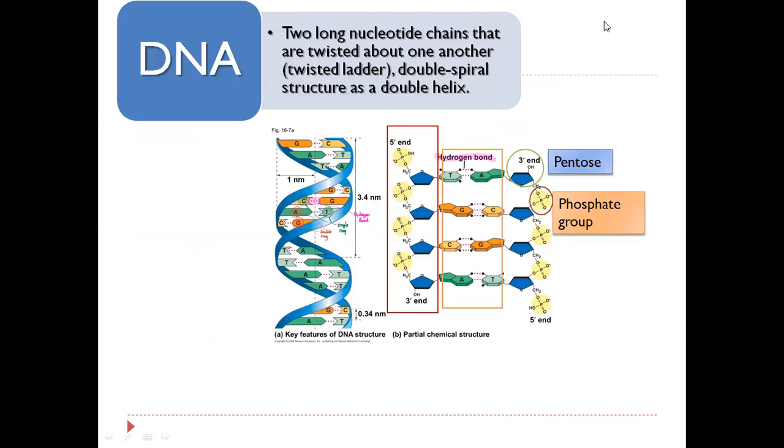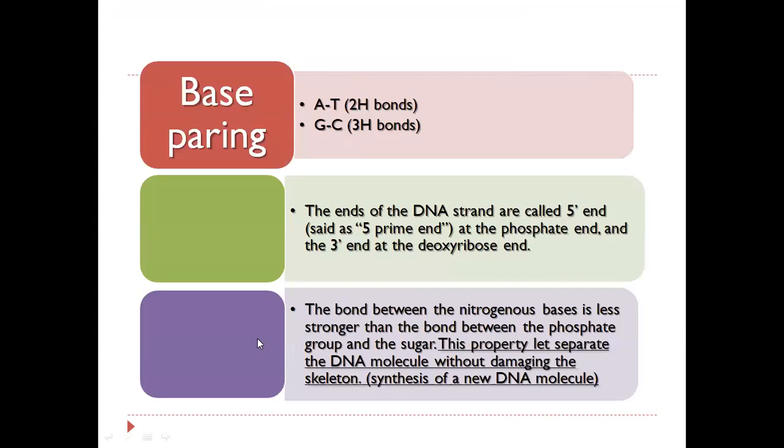There are two long nucleotide chains that are twisted about one another. This is a twisted ladder or double spiral structure, or we can call it a double helix. So again, the pentose or sugar, the phosphate group, and the nitrogenous bases, and between nitrogenous bases we have the hydrogen bonds. So the base pairing, always remember that we're going to have adenine in front of thymine with two hydrogen bonds, and guanine in front of cytosine with three hydrogen bonds.